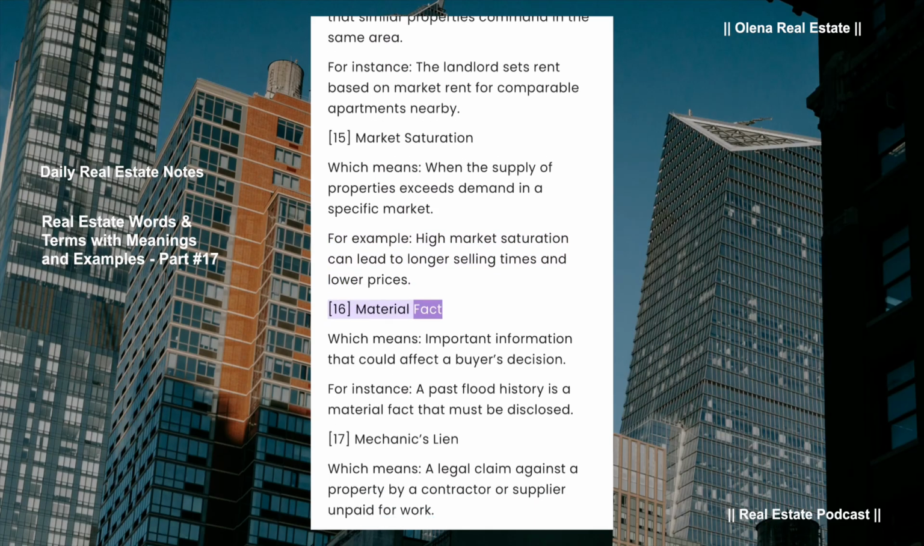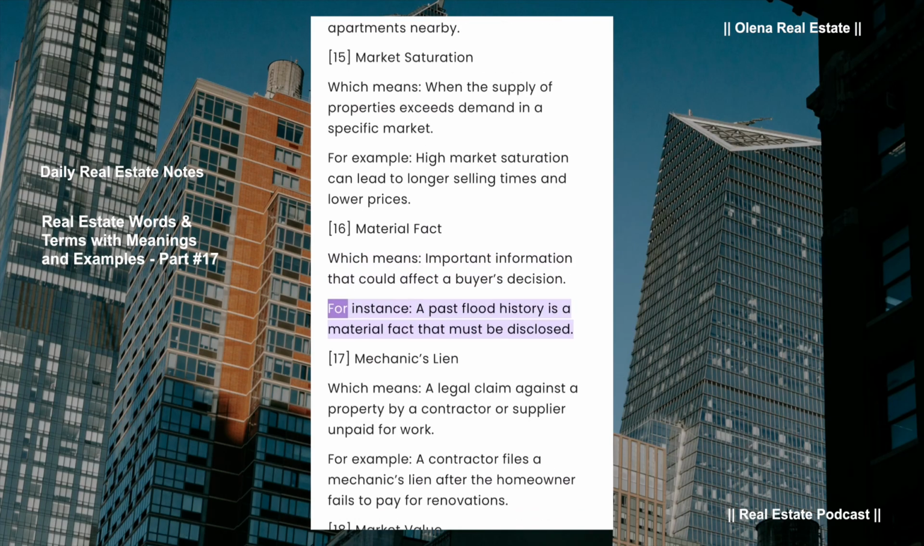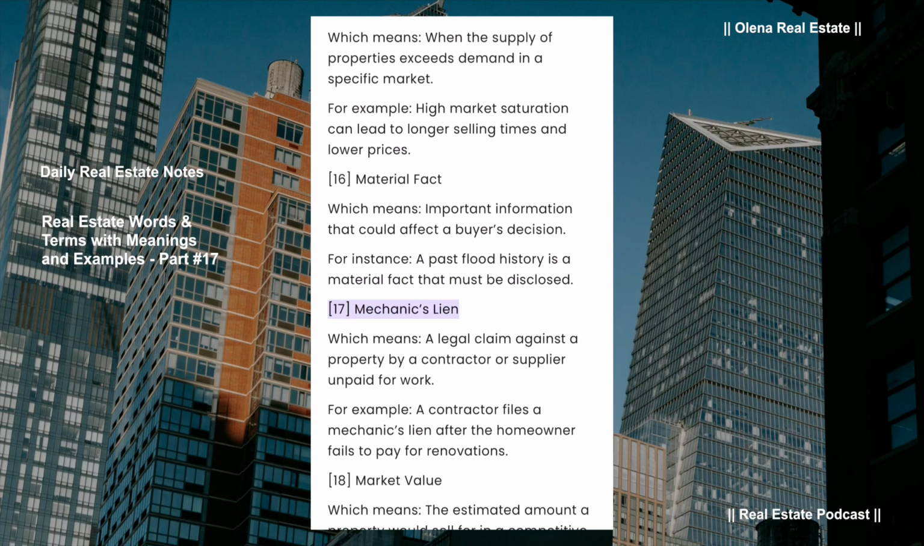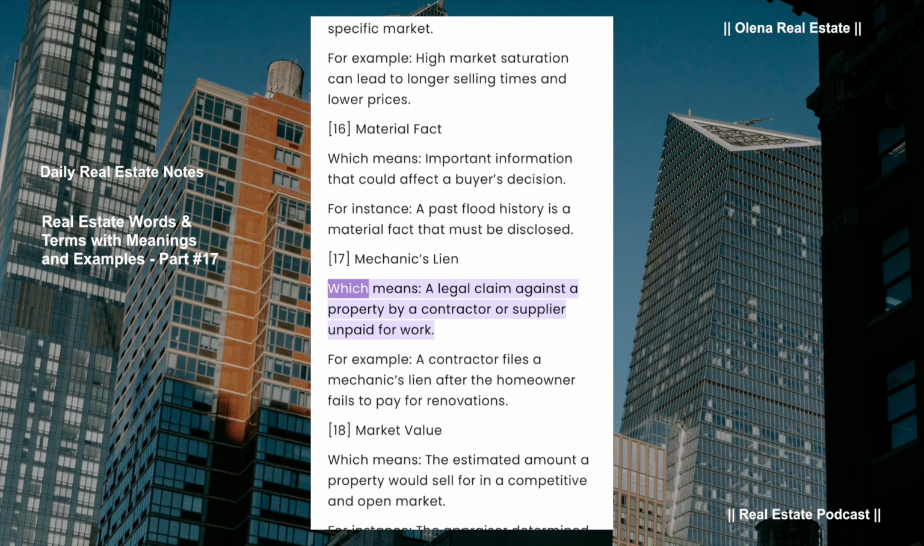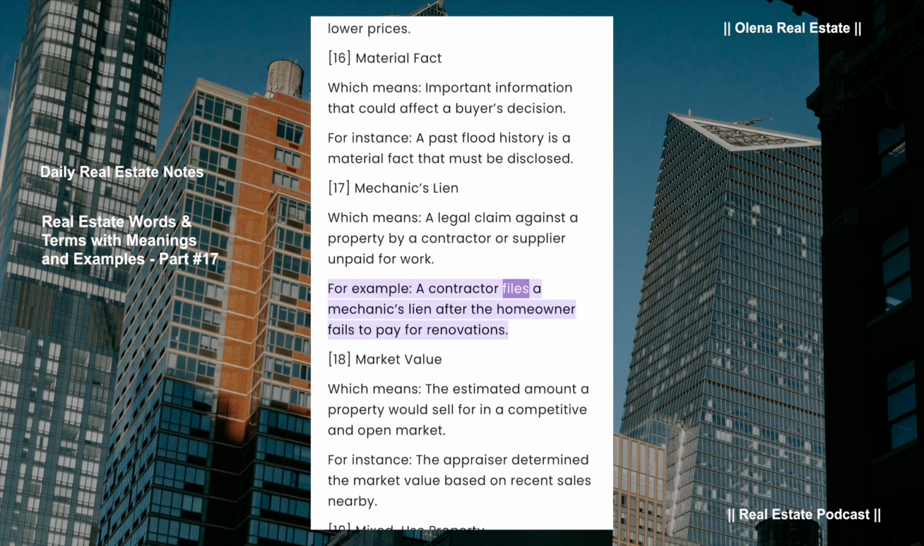Material fact, which means important information that could affect a buyer's decision. For instance, a past flood history is a material fact that must be disclosed. Mechanic's lien, which means a legal claim against a property by a contractor or supplier unpaid for work. For example, a contractor files a mechanic's lien after the homeowner fails to pay for renovations.